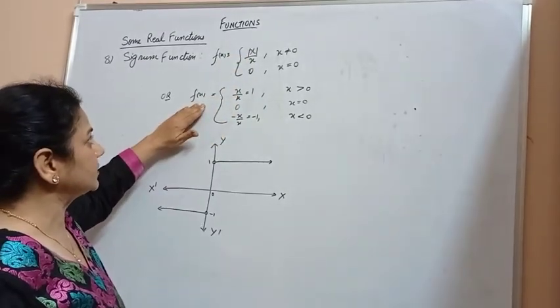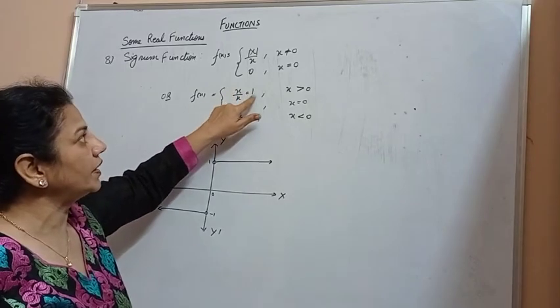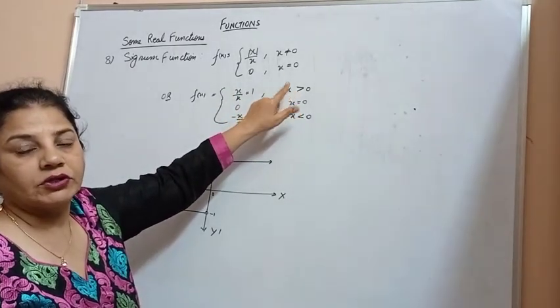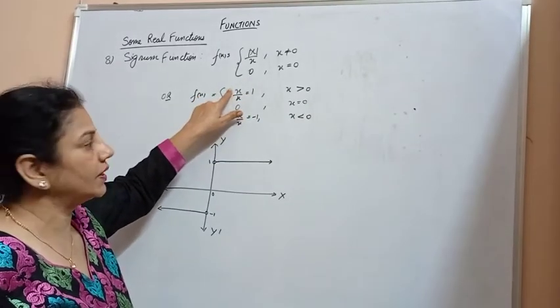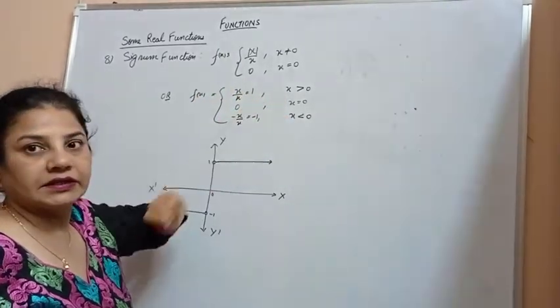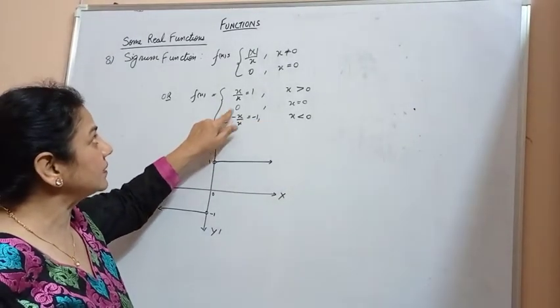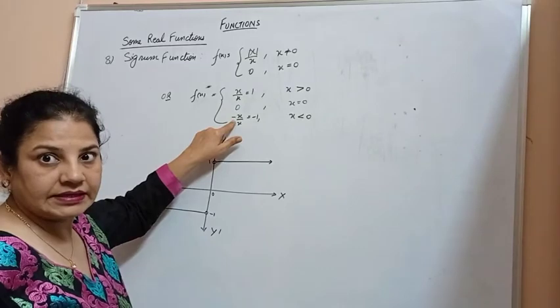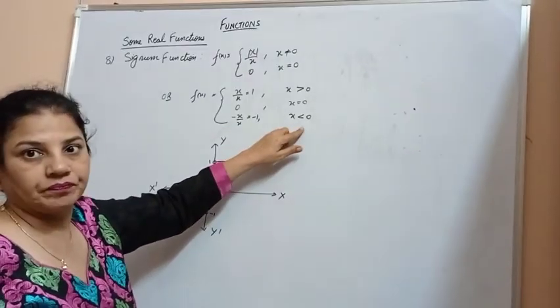So we can say f(x) is equal to mod x upon x, which becomes x upon x, which is equal to 1 when x is greater than 0. Because when x is positive, the modulus is x only. It is 0 when x is equal to 0. And mod x gives minus x, so minus x upon x is minus 1 when x is less than 0.